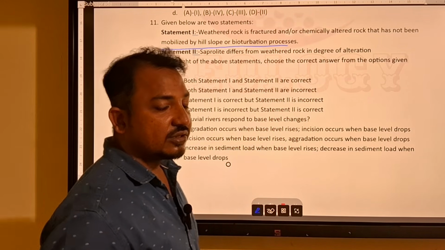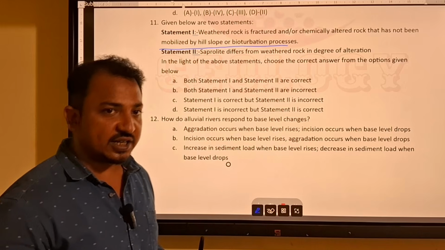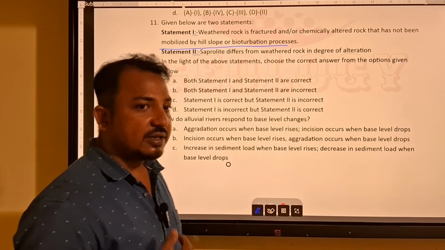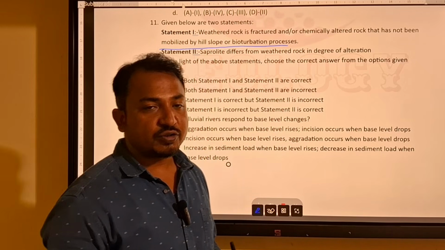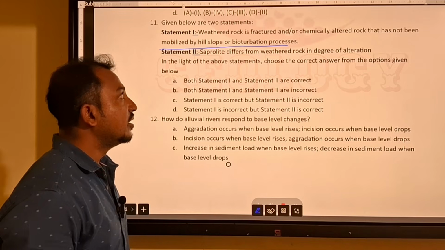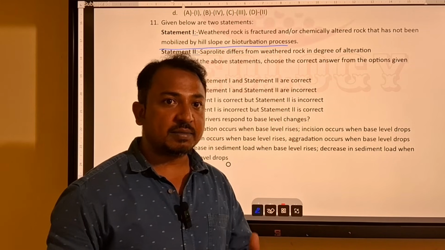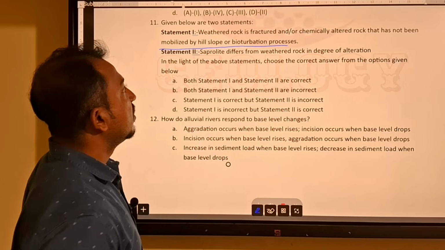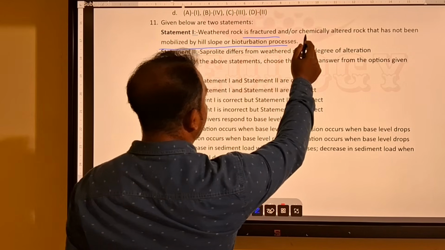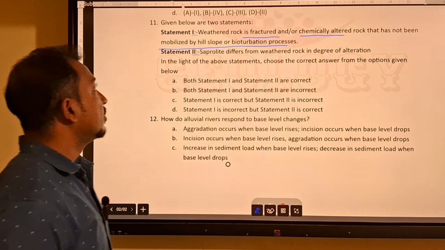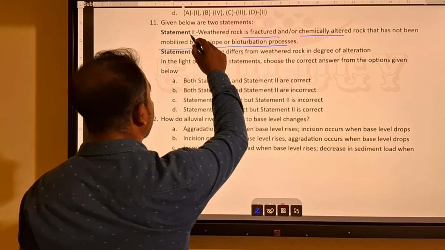So basically, weathering means simple disintegration. After disintegration, by another process, erosion, it is displaced from one place to another. So if you are simply considering weathering, it means either chemical or mechanical breakdown. So there will be fractured or chemically altered rock that is not mobilized. So that is called weathered rock.